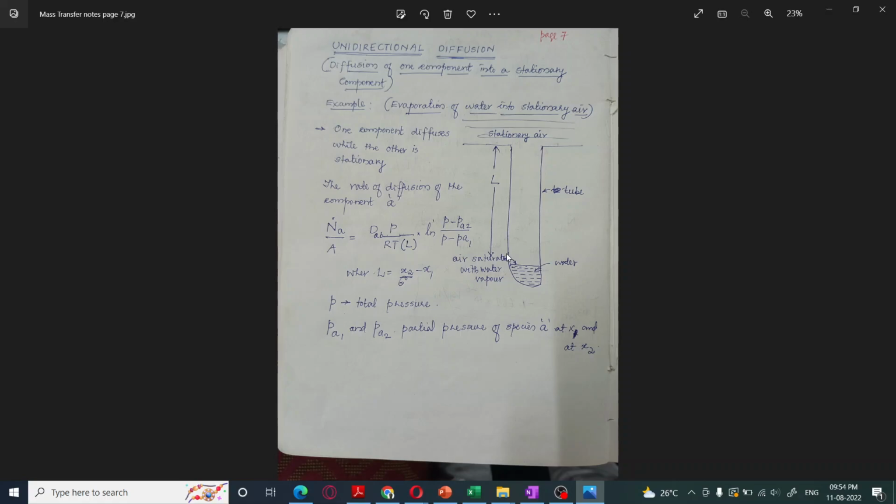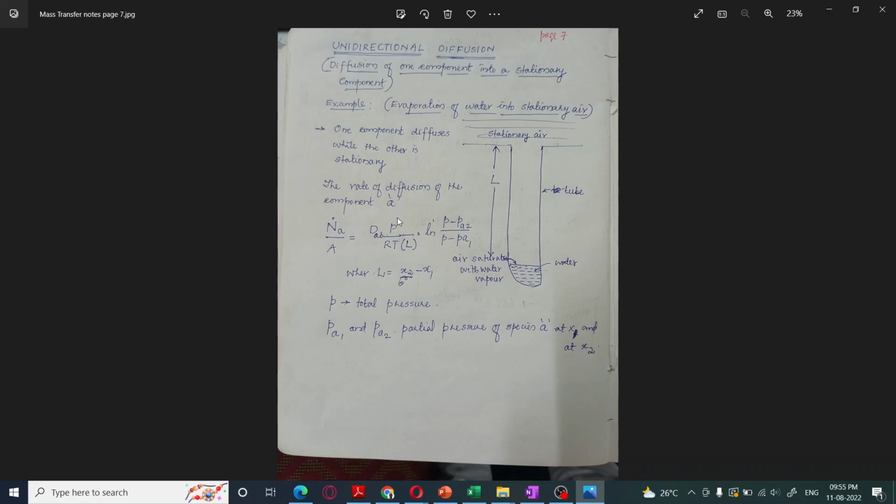So total atmospheric pressure will be the sum of the partial pressure due to water vapor and partial pressure due to dry air component. And partial pressure due to water vapor can be maximum if it is fully saturated. So here we assume that just above this liquid water level, the pressure is the saturation pressure corresponding to that temperature of water. So diffusion of water is our interest.